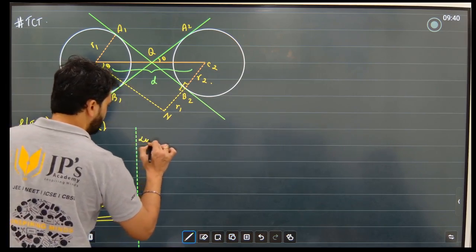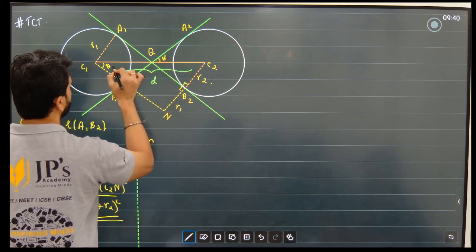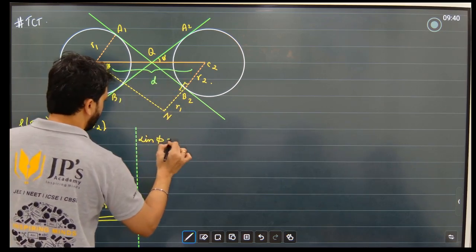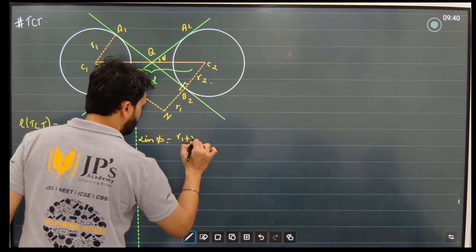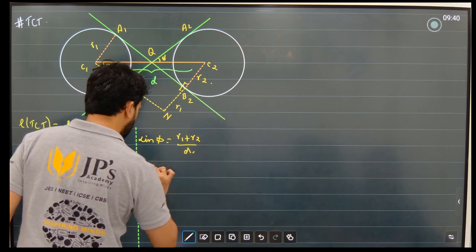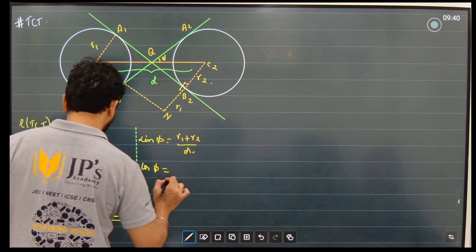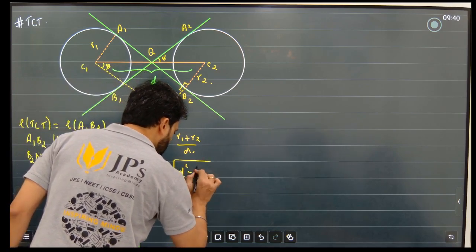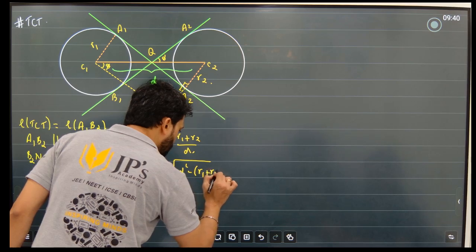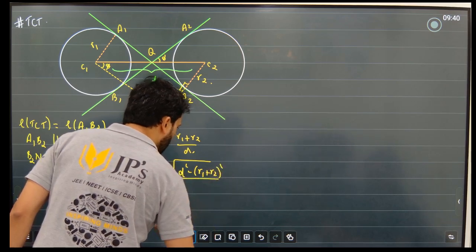So for sin theta, take it as phi. The formula for sin phi will become nothing but (R1 plus R2) by D, and cos phi will become the square root of D square minus (R1 plus R2) the whole square, upon D.